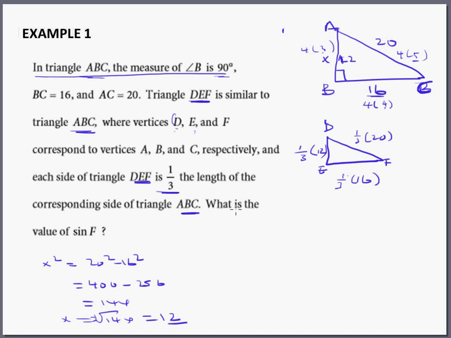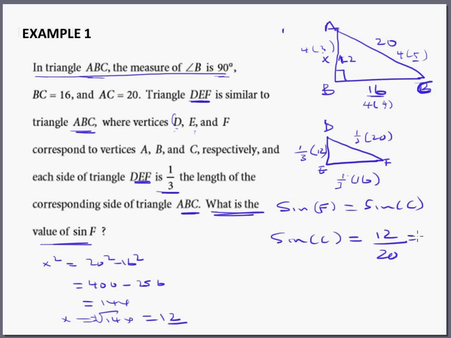What do they want? They want us to find the value of sine F. So generally for similar triangles like this, the sine of F will be the same as the sine of your angle C. And we know the sine of angle C is equal to opposite, which is 12, divided by the hypotenuse, which is 20, and therefore that is equal to 3/5, which is equal to 0.6. So in essence, your sine F is going to be equal to your sine C.